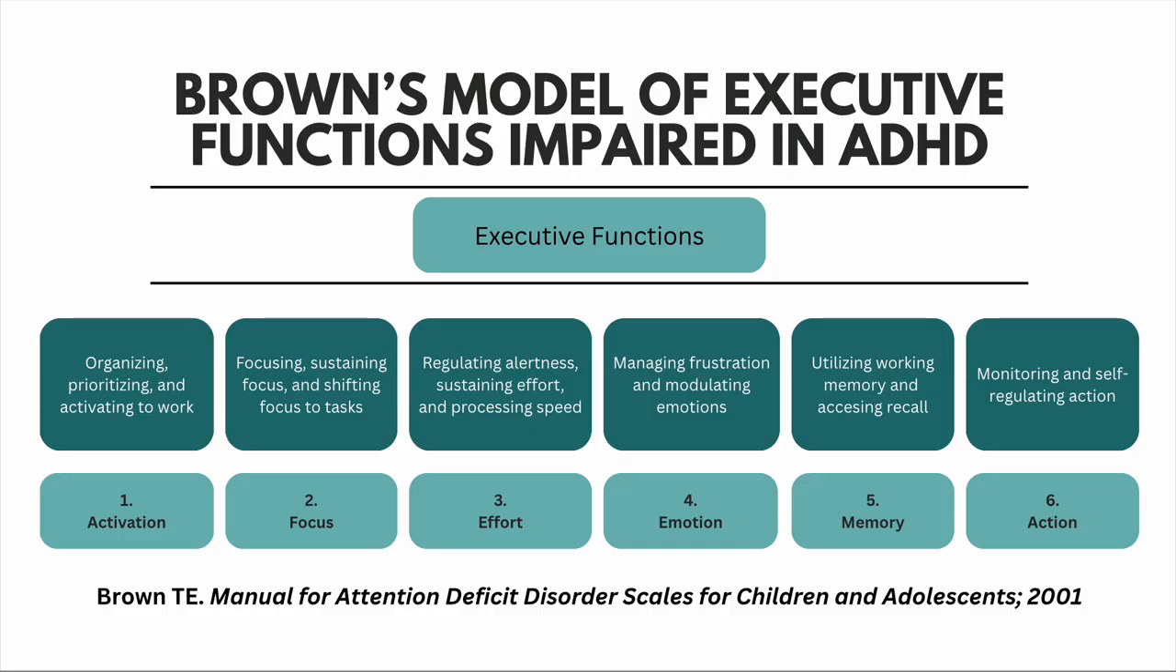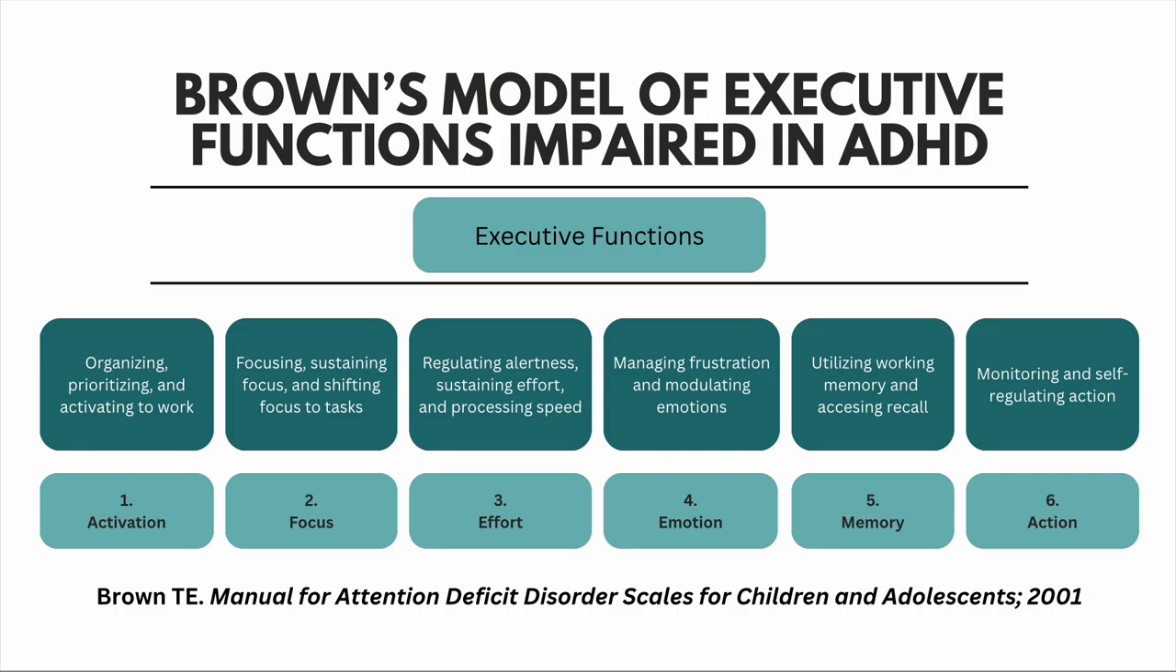Okay, so we have number one, activation, which impacts your way of organizing, prioritizing, and activating work. Then we have focus, right? Focusing is sustaining that focus and also shifting your focus from task to task. Then we have effort, right? Regulating your alertness, sustaining effort, and then processing speed. So when somebody's talking to you, it can take you a few seconds to start to focus on that or start to process what they're saying. And that can impact your nervous system and yourself.